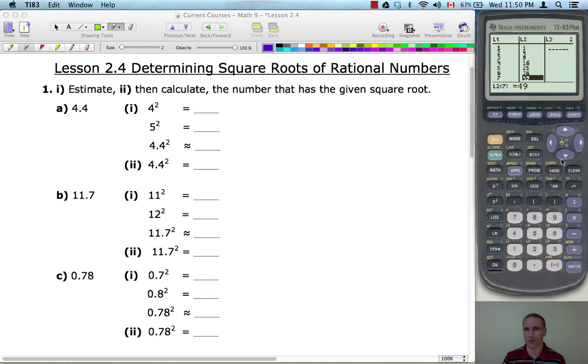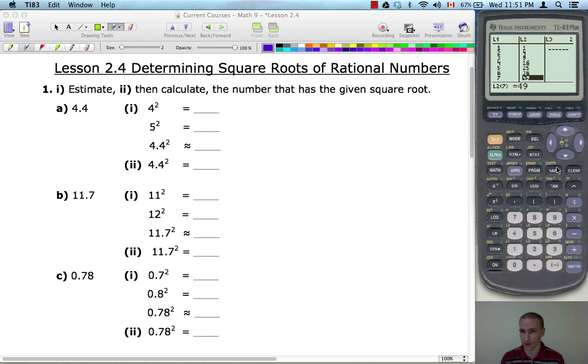At this point I'm going to stop and just remind you that when you're squaring a number, just be careful you don't multiply by 2. That's a common mistake that people make. They see the 2 and they think, oh, it's 4 times 2. No, it's not the case. It's 4 times itself. So just like 4 to the power of 3 would be 4 times 4 times 4.